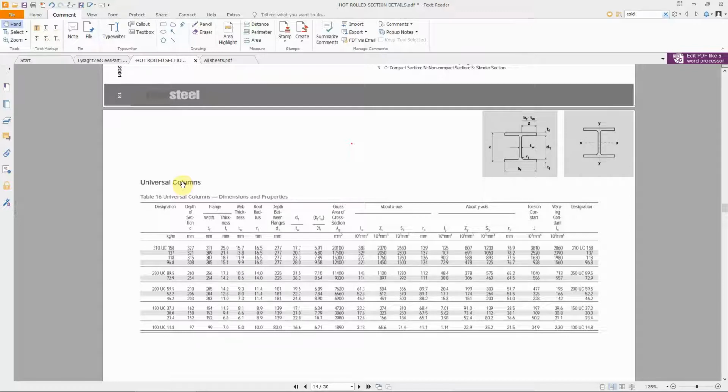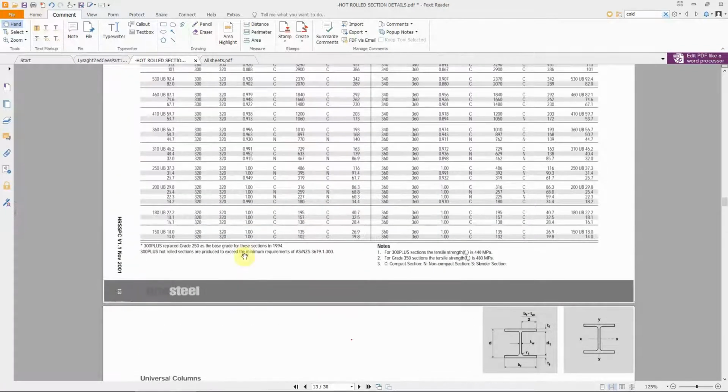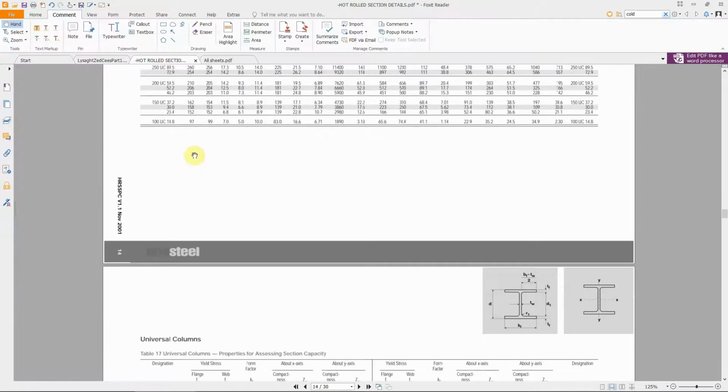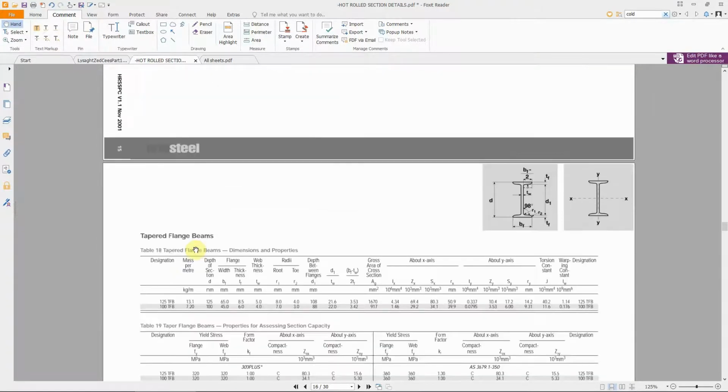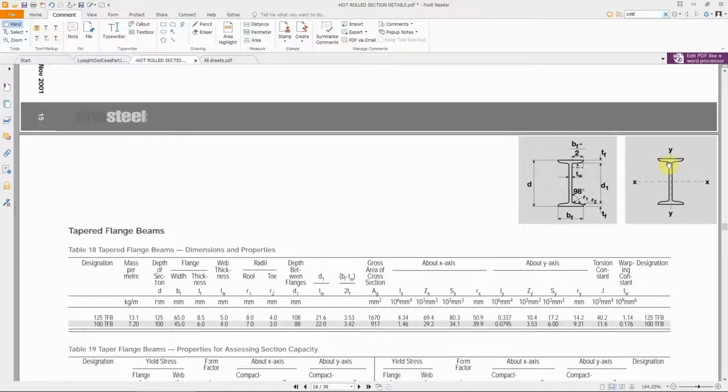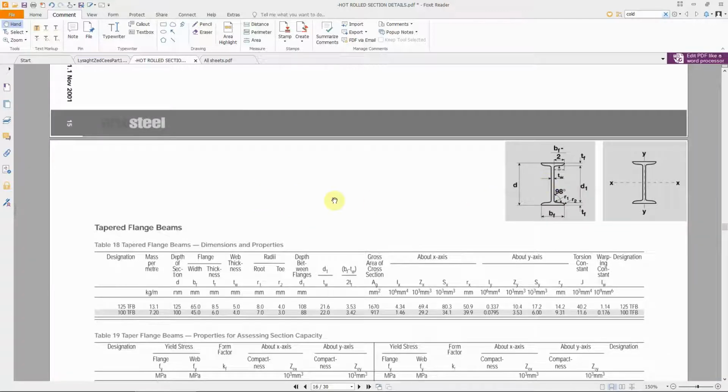Okay, so the main steel components: we've got universal beams, universal columns, and we've got the tapered flange beams. We don't use those a lot, not as much as universal beams and universal columns. It's exactly the same as the universal beams, except, as you can see, the flanges are tapered a little bit to the edges. So they're not really used a lot.